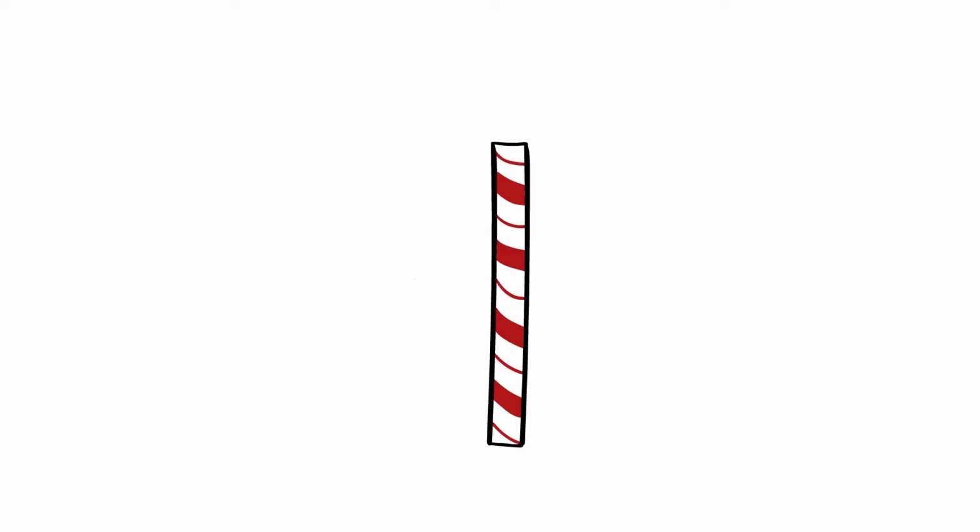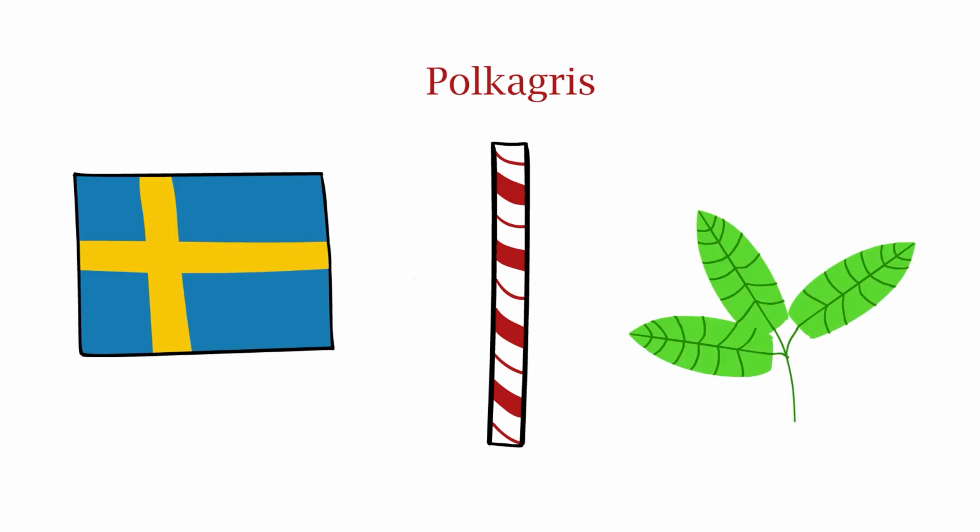It is also important to mention that there was another stick candy similar to the candy cane around this time, known as Polkagris. I'm sorry if I mispronounced that. Which is a Swedish peppermint flavored candy stick with red stripes. It's basically like a modern candy cane, but straight instead of curved.